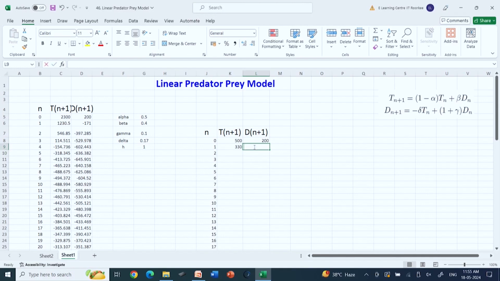Similarly, if you calculate the deer population, D1 equals D0, which is this value, plus gamma times D0, so gamma multiplied by D0, minus delta times T0.